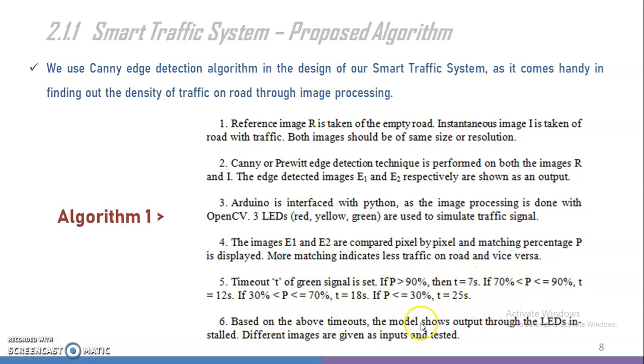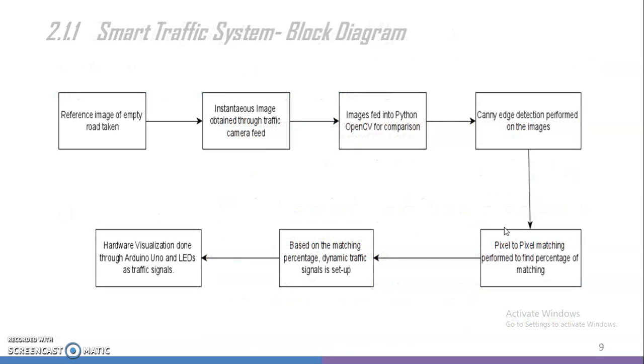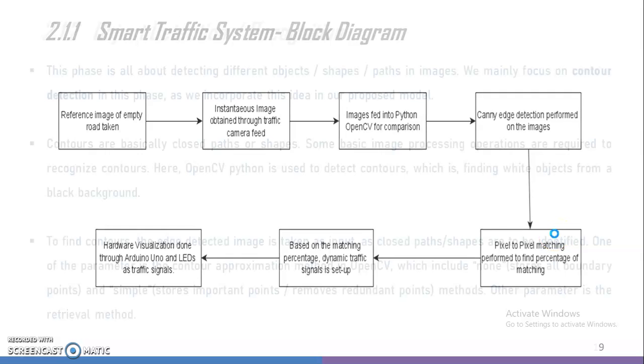And based on the above timeouts, the model shows output through the installed LEDs, because we do it in Python coding, and Arduino is interfaced with Python, and red, yellow, green LEDs are used to simulate the traffic signal. And this is the overall workflow which I discussed in the algorithm. The same thing is given in the form of a block diagram.